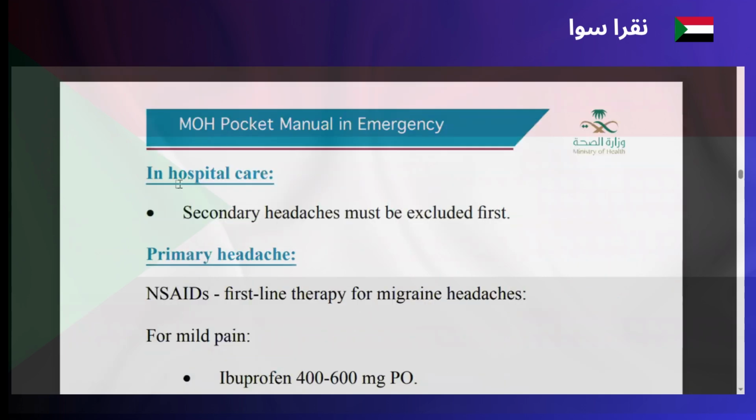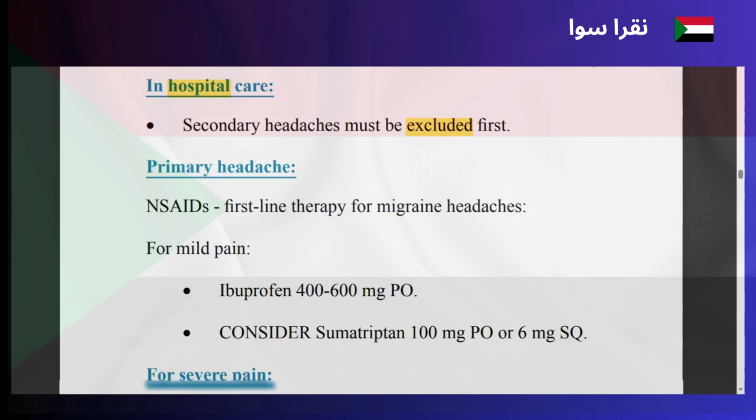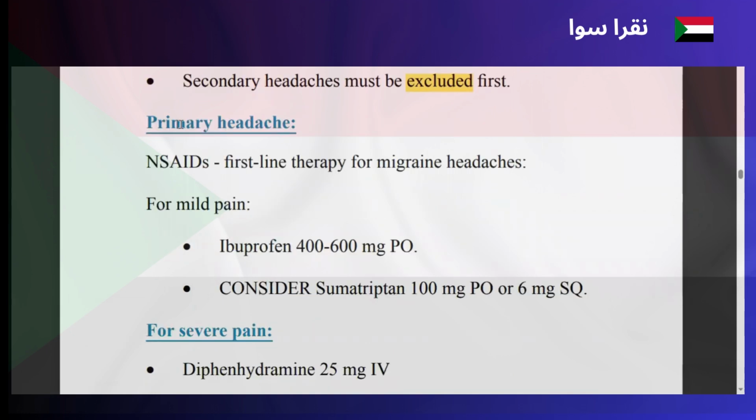In hospital care, secondary headache must be excluded first, as we said before. The management of primary headache: the non-steroidal anti-inflammatory drug is the first-line therapy for migraine headaches. For mild pain, ibuprofen 400 to 600 milligram per oral.